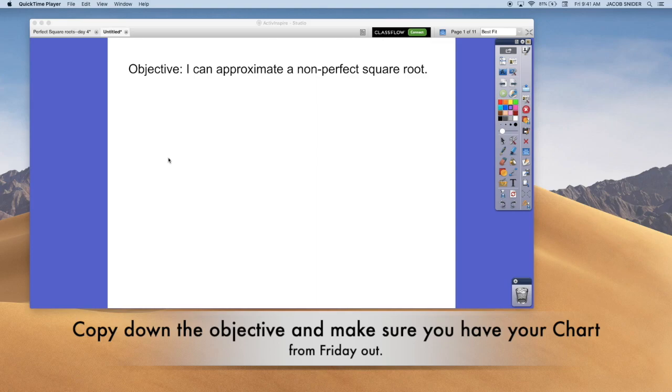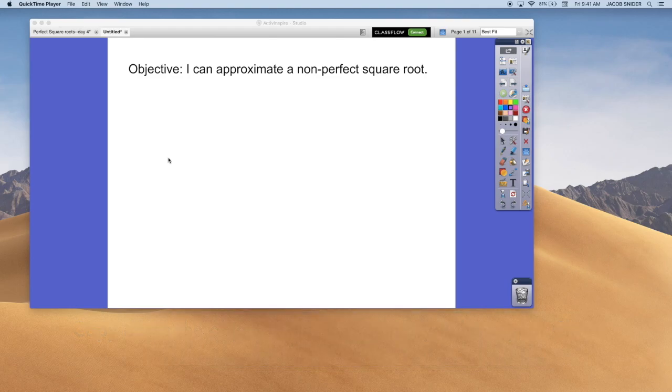Today we're going to talk about approximating square roots. Okay, so go ahead and write down that objective for me. I can approximate a non-perfect square root. On Friday we took a look at all of the perfect square roots, and I really enjoyed watching all your Flipgrids. Some of you need to speak a little faster, some of you need to speak a little slower, but that's all good. So go ahead and write that down. I can approximate a non-perfect square root.